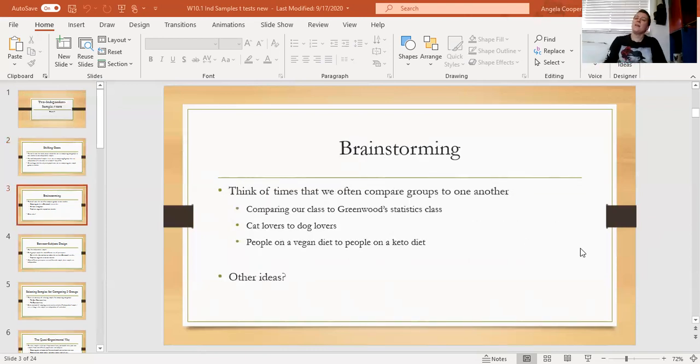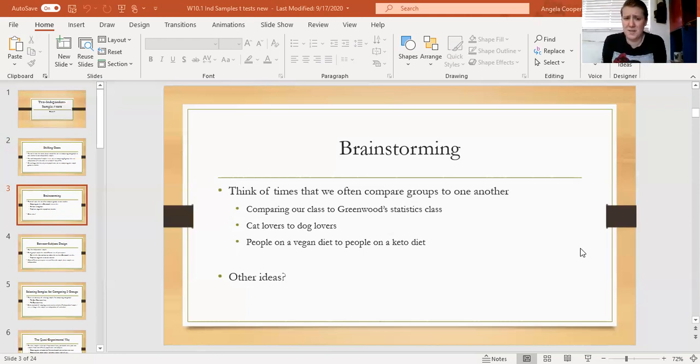So we compare groups to each other a lot, or at least it's pretty common to do so. We can compare our class to Professor Greenwood's class. We can take the exam scores of exam 1 of our class and compare them to a different statistics class. Hell, we can do it with the two classes that I'm teaching, my Monday, Wednesday class, and compare that to my Tuesday, Thursday class.